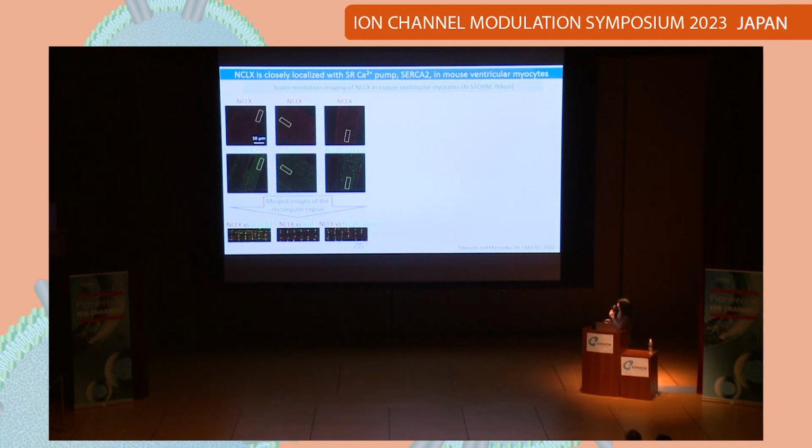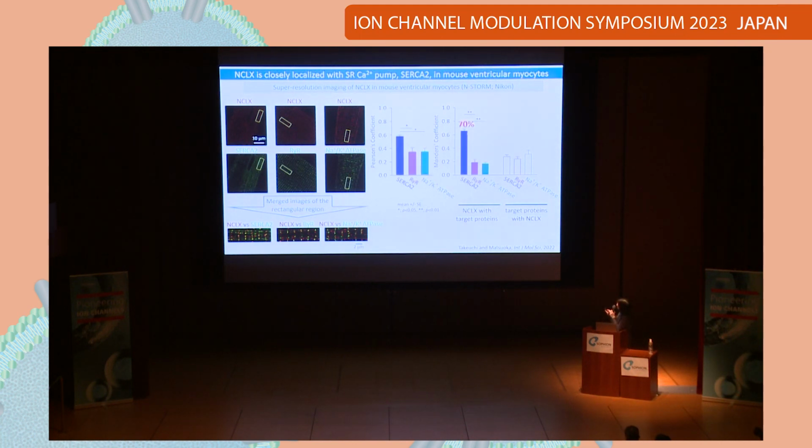Then we tested the spatial distribution of NCLX and SR calcium handling proteins. Here are the results. These yellow rectangular regions are merged and shown here. Co-localization analysis showed that both Pearson's coefficients and Manders' coefficients are the highest for SERCA, suggesting that NCLX is closely localized with SERCA in mouse ventricular myocytes.